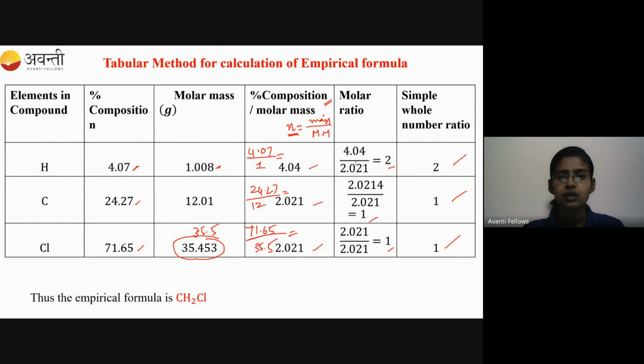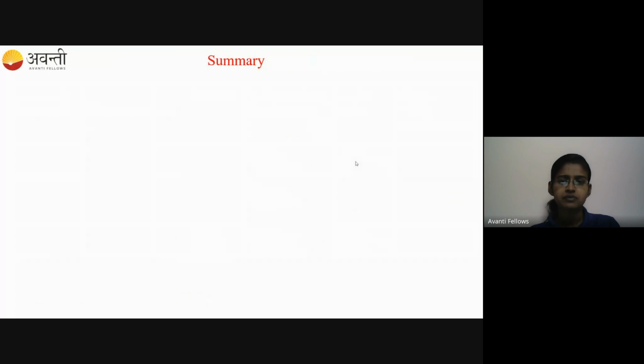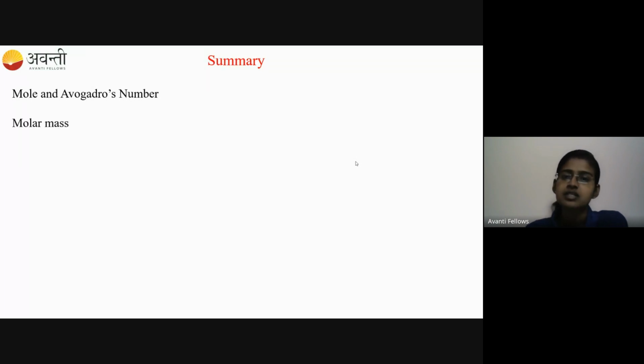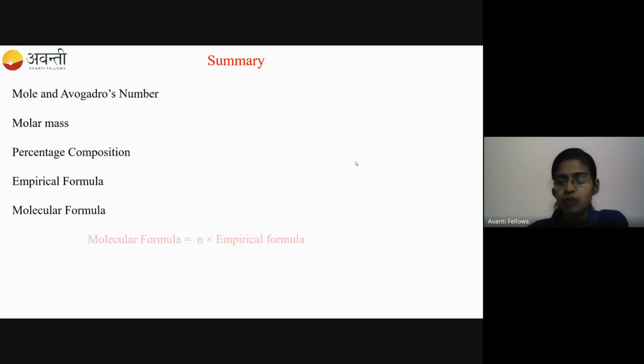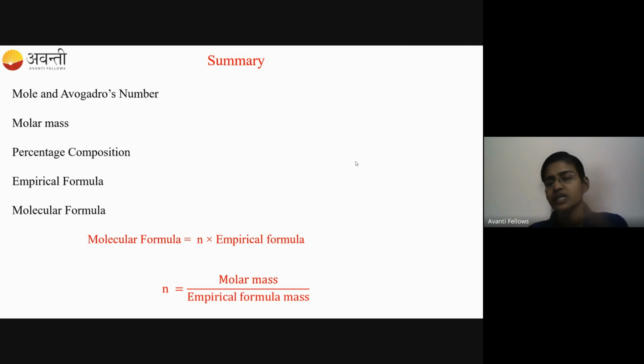Okay, now let me summarize the topics that we have seen so far. We studied the mole and the Avogadro number. What is the value of Avogadro number? Can anyone give me the value? 6.022 into 10 to the power 23 particles, right? Very good. Next is molar mass, then percentage composition, then empirical formula, and the very last is molecular formula. And we have studied one relation, right? Molecular formula is equal to N into empirical formula, where N is molar mass by empirical formula mass. So these are the topics we have covered so far.